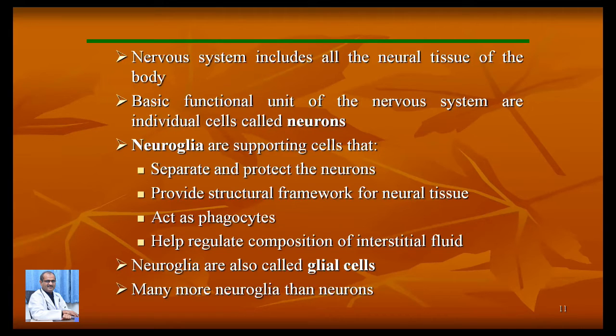And we'll see it in the diagram, they provide a structural framework for neural tissue. They act as phagocytic cells in the central nervous system. They also regulate the composition of the interstitial fluid. Neuroglia are also called glial cells. So many terminologies should be very familiar, and there are many more neuroglia, and the neurons are there.